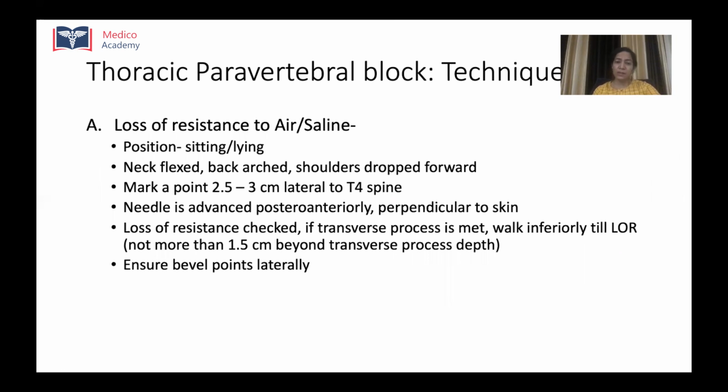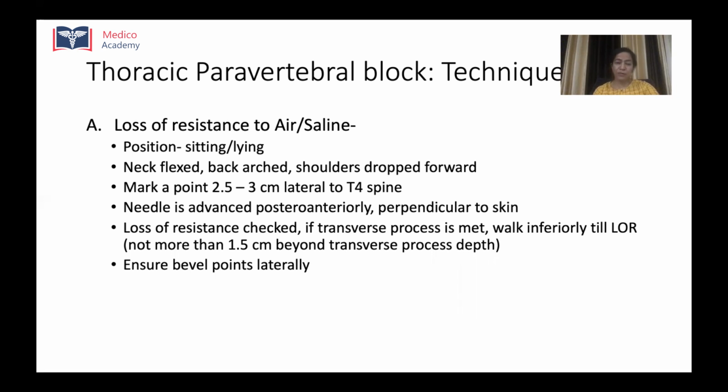So the thoracic paravertebral block, how is it done? There are three techniques to doing thoracic paravertebral block. First is the loss of resistance to air or saline. The second is the nerve stimulator guided, and the third one is the ultrasound guided. When we're doing the loss of resistance to air and saline, the position of the patient should be sitting or lying down. The neck be flexed and back arched. Shoulders should be drooping forward. The position is just very similar to the spinal position or the position that we put for the epidurals.